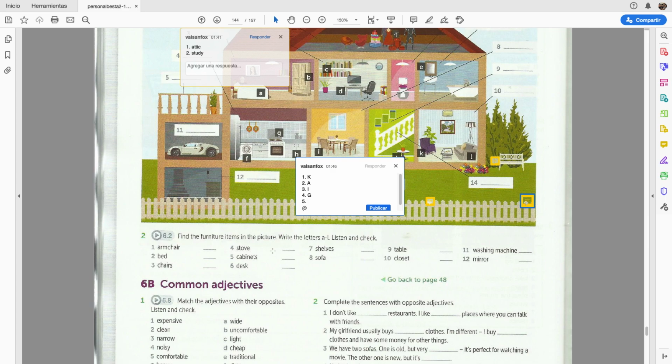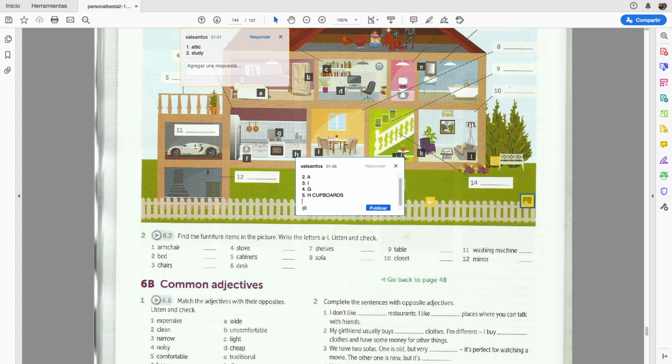Number 5, the cabinets. Cabinets are these ones, the ones in letter H. Cabinets, or you can also call them cupboards. That's the same. Cabinets is American English and cupboards is British English, but both mean the same. These are the cupboards or the cabinets.